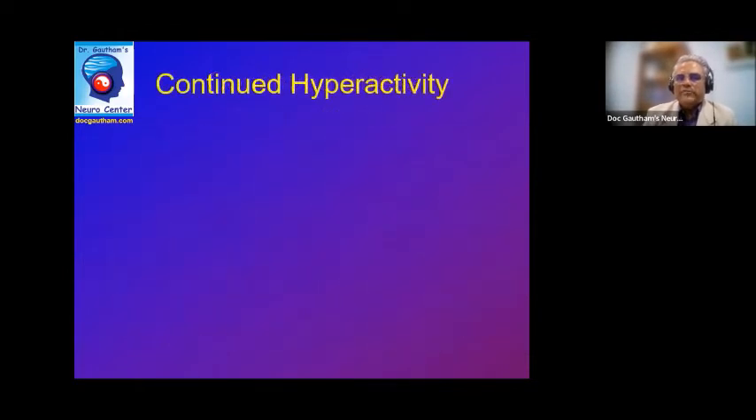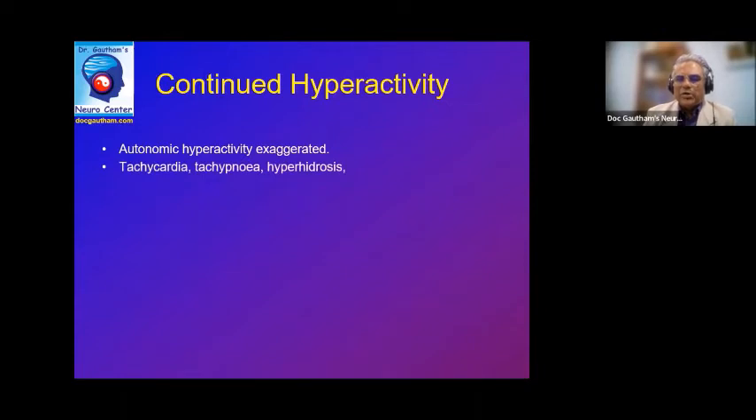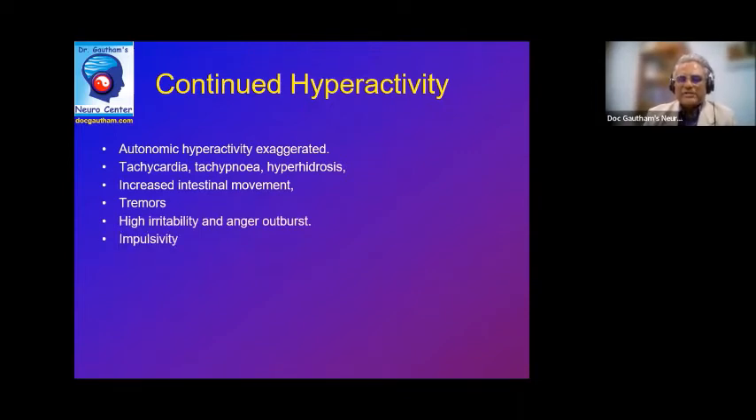And when this hyperactivity within the brain due to continued stress continues, there is a lot of things happening. So the autonomic hyperactivity is exaggerated. There is a lot of palpitation, there is sweating, there is breathlessness, there is increased intestinal movement, which we call irritable bowel syndrome. There are a lot of tremors, which we equate with anxiety. There is a high irritability. There are angry outbursts. There is impulsivity. We start doing things impulsively.